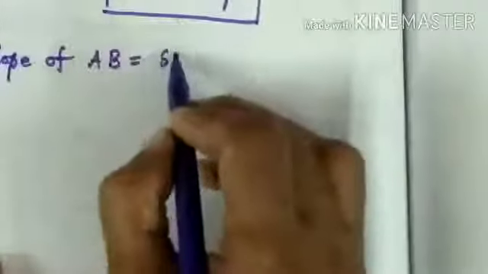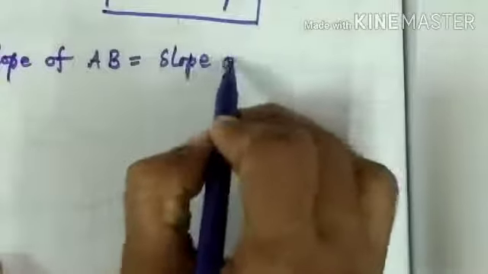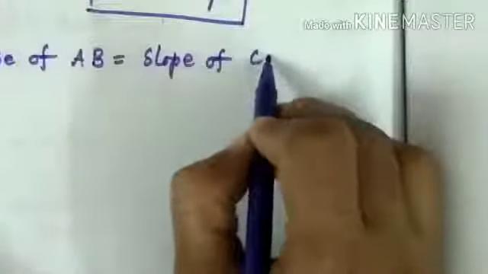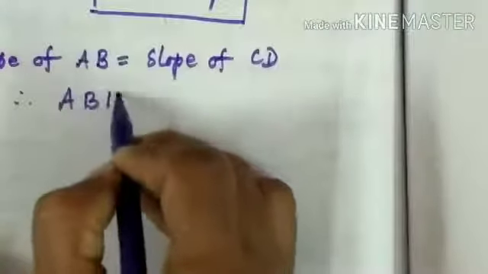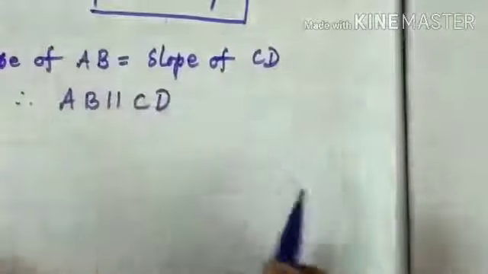From this we get a conclusion. Slope of AB is equal to slope of CD. Therefore, AB parallel to CD.